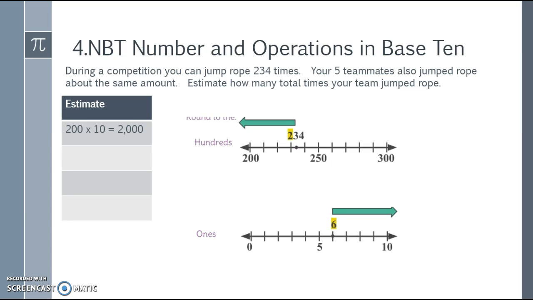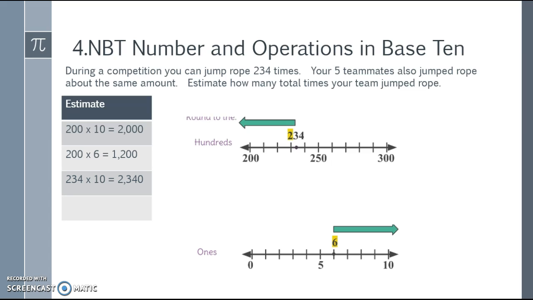I'm going to take 6 and round it to 10. So I could estimate this as 200 times 10, which is 2,000. I could also take 200 times 6 itself, since that is easy enough to multiply, for 1,200. Similarly, I could take 234 and multiply by 10 and get 2,340. Again, these are all estimations depending upon how you're rounding.